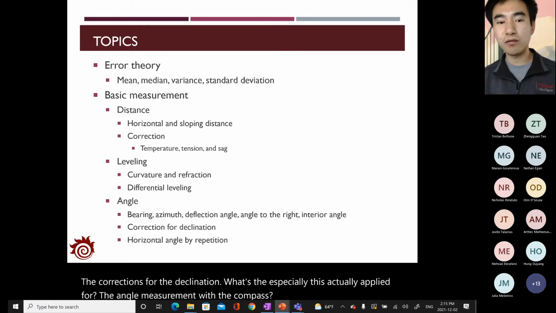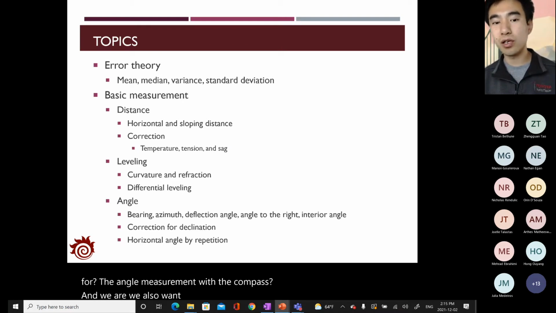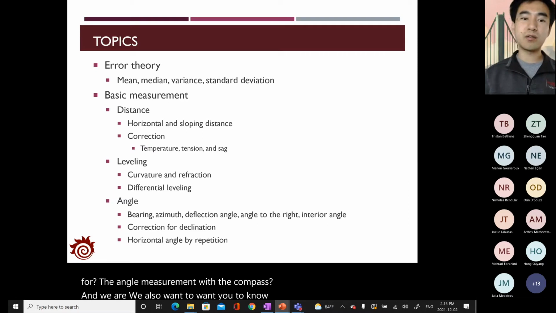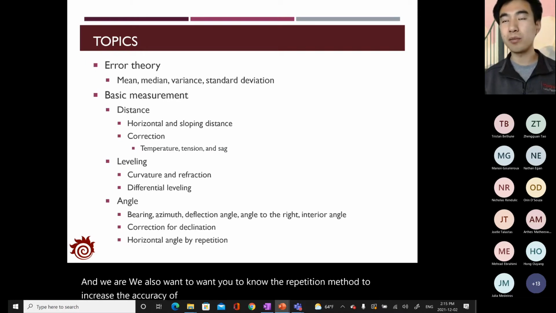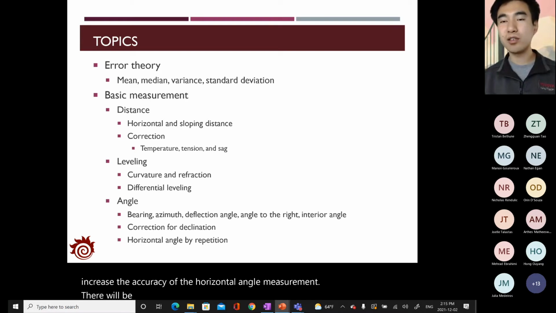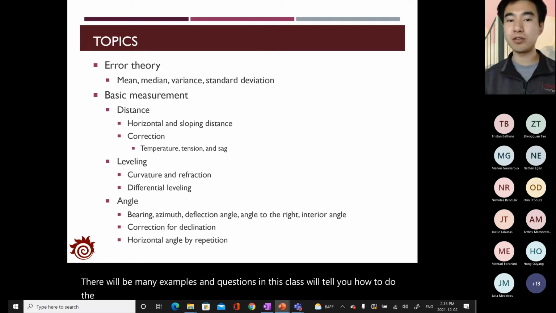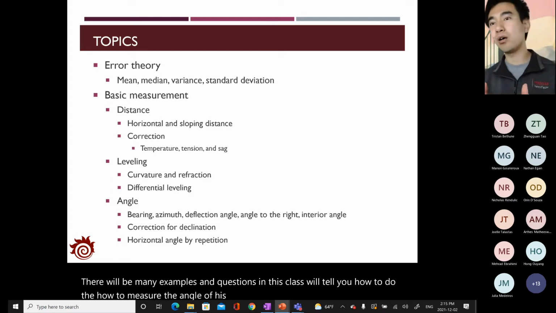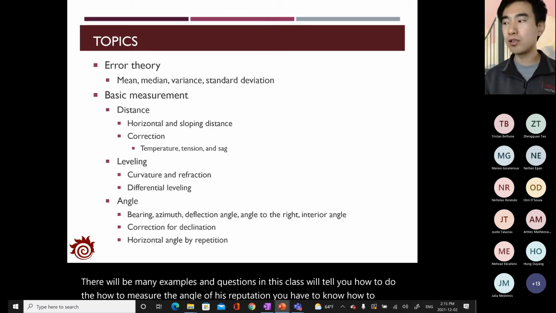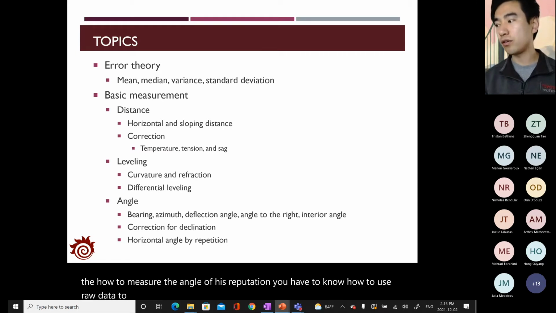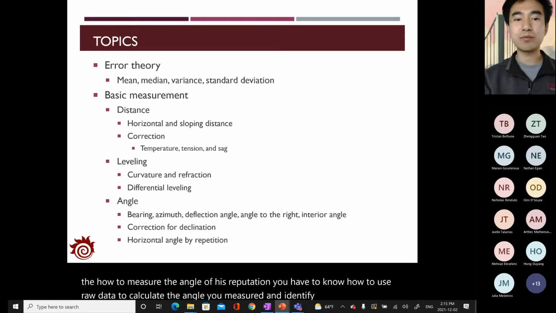And we also want you to know the repetition methods to increase the accuracy of the horizontal angle measurement. There will be many examples and questions in this class to tell you how to measure the angle with repetition. You have to know how to use the raw data to calculate the angle you measured and identify the accuracy of the measurement.